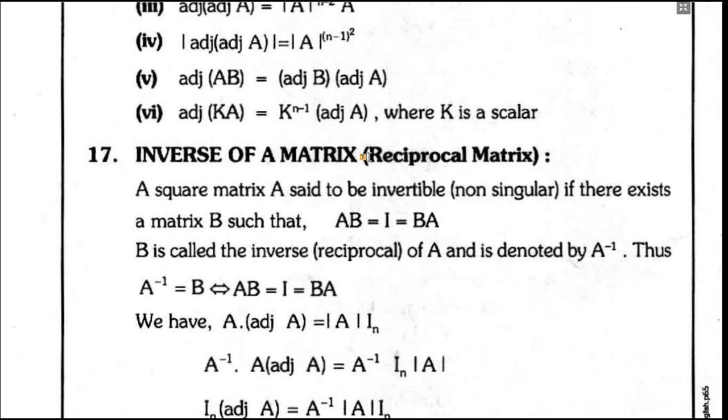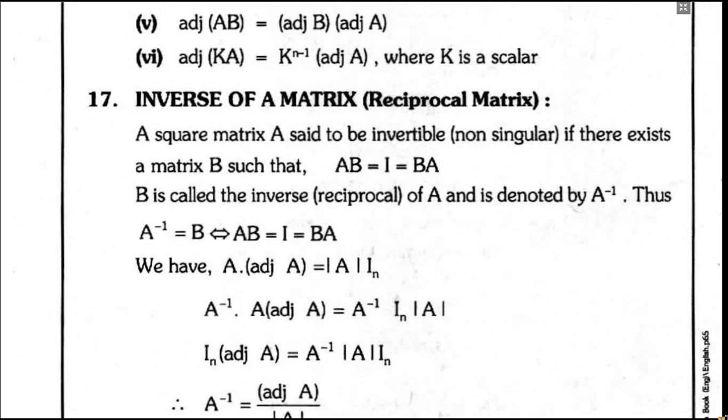Adjoint AB equals adjoint B into adjoint A. This is the same as the reversal law of a transpose matrix. Adjoint of kA equals k to the power n minus 1 into adjoint A, where k is a scalar.